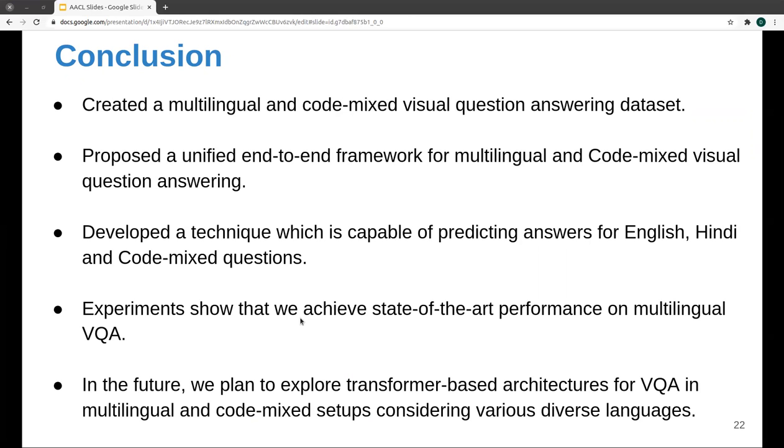In the future, we plan to explore transformer-based architectures for visual question answering in a multilingual code mix setup, considering various diverse languages apart from English and Hindi.